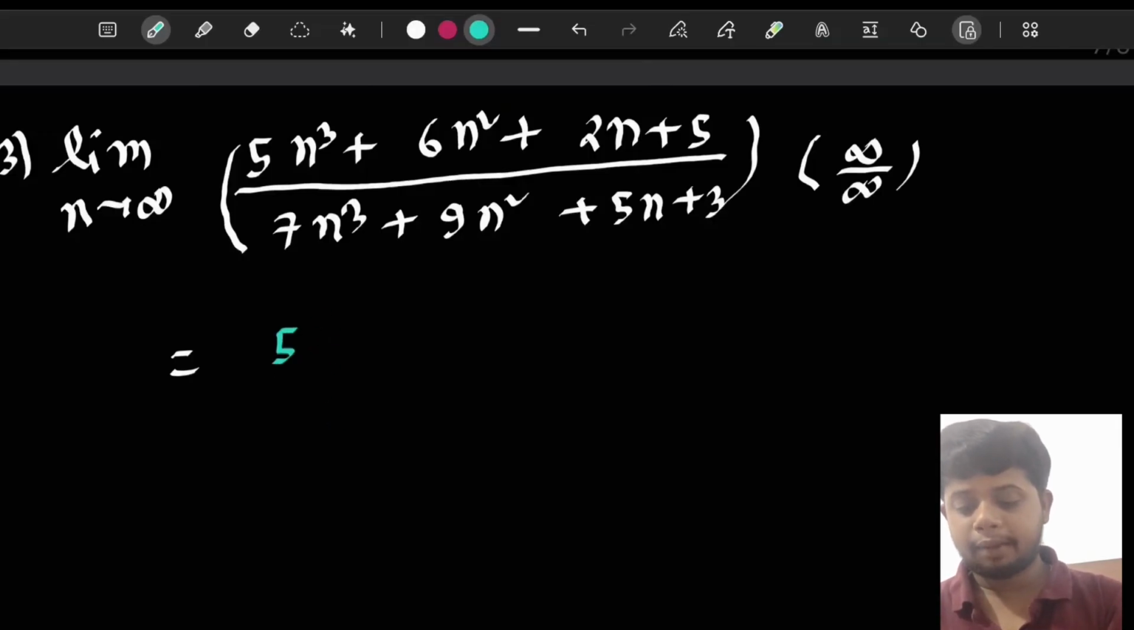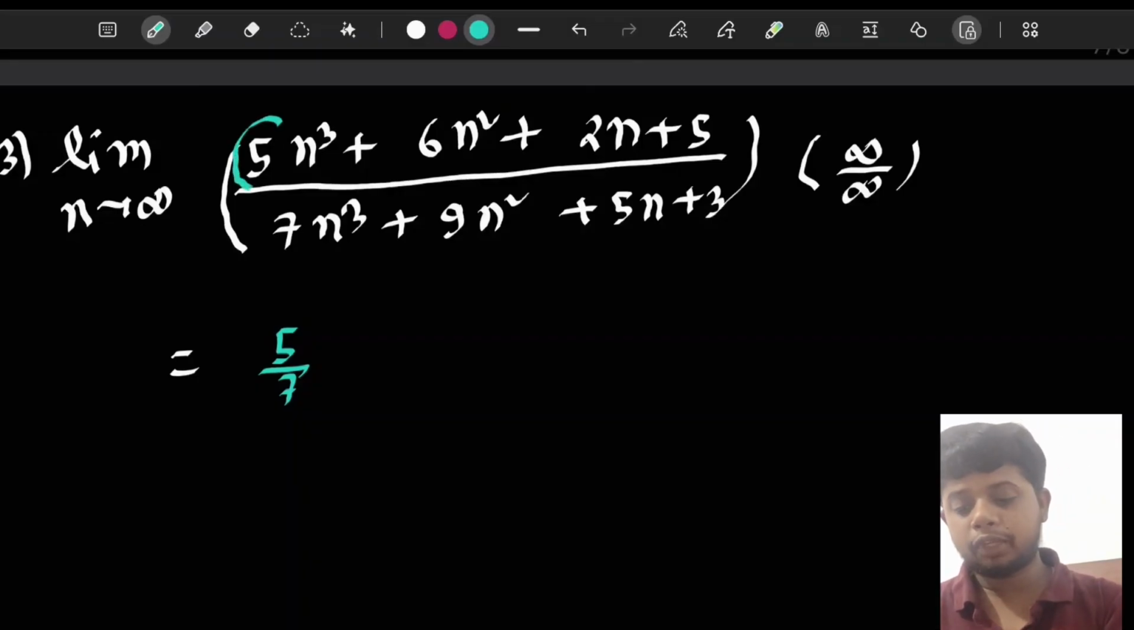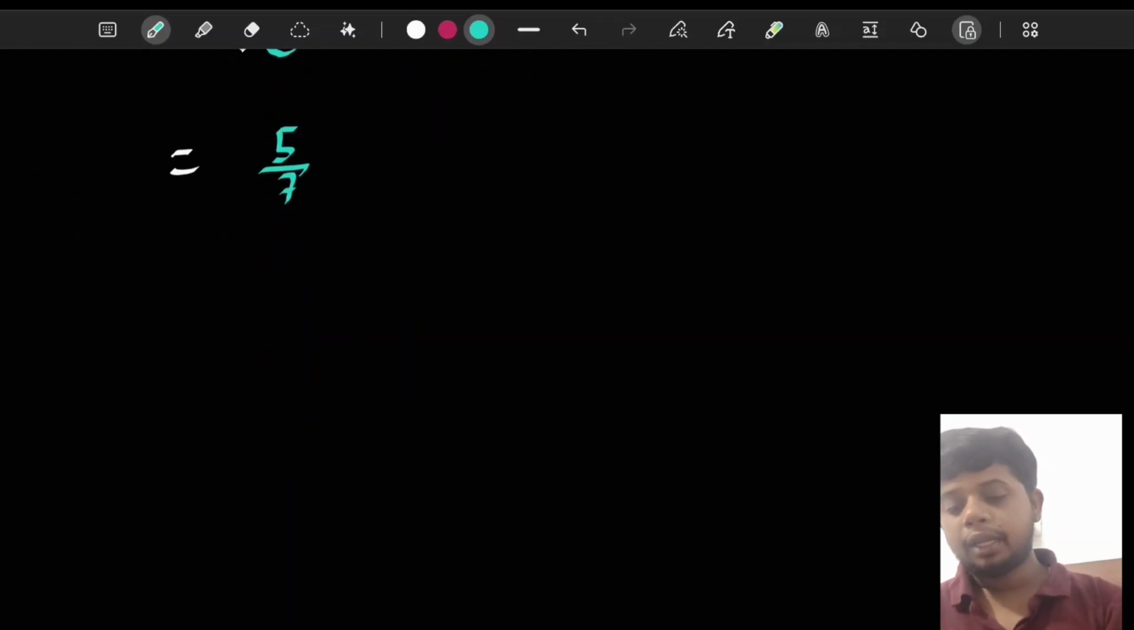5 by 7. Absolutely correct. The coefficient will come only here, the highest coefficient. Here also the highest coefficient. Now let's try one more question. Fourth.